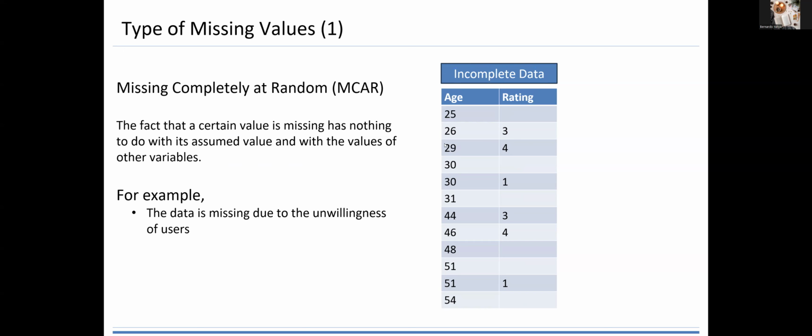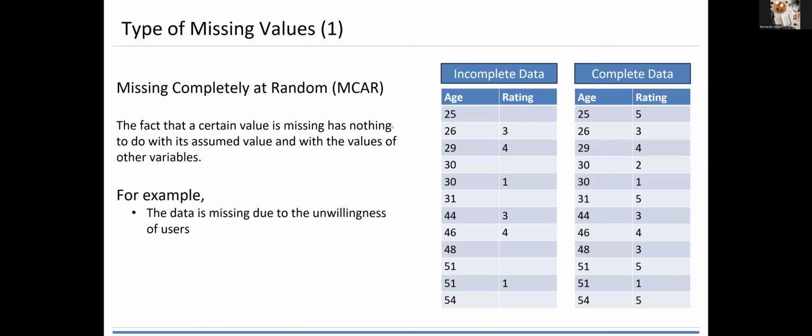And in order to check this one, usually we have a complete data. So if you have the complete data, you will see, okay, this is 5, and this is 2, this is 5, and then this is 3, 5, 5. Yeah, somehow it is random. And for example, the data is missing due to the unwillingness of users. So the users do not want to fill in the rating.